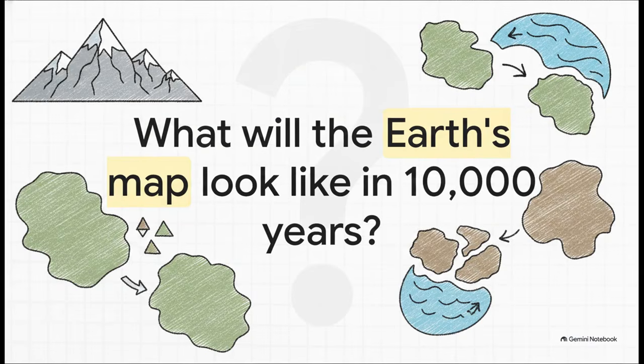Before we wrap up this explainer, I've got a profound question for you to chew on. These tectonic plates are moving right now, shifting just a few centimeters every single year. Knowing what you now know about colliding, spreading, and sliding, what do you think the Earth's map will look like 10,000 years from now? Are new oceans going to open up? Will new mountains dwarf the Himalayas? It is a fascinating, continuously moving puzzle that is far from finished.